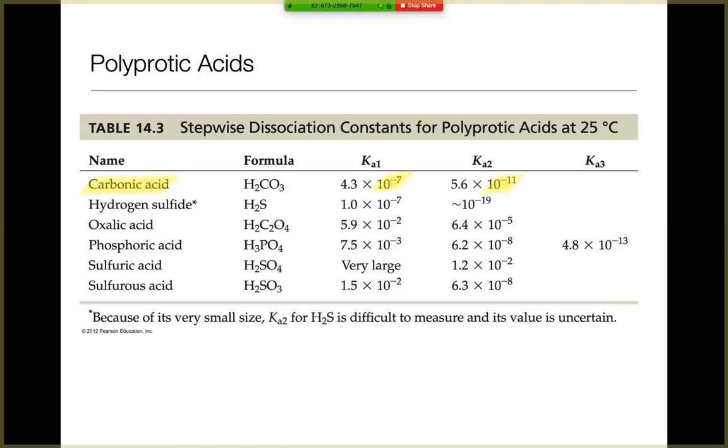So we see Ka1 has a Ka on the order of magnitude of 10 to the negative 7. And Ka2 is on the order of magnitude of 10 to the negative 11. That's a change of 4 orders of magnitude. That means Ka2 is 10,000 times weaker than Ka1. And you can go through comparing Ka1 to Ka2, and you'll see these very large changes in order of magnitude comparing how large Ka1 is to Ka2.